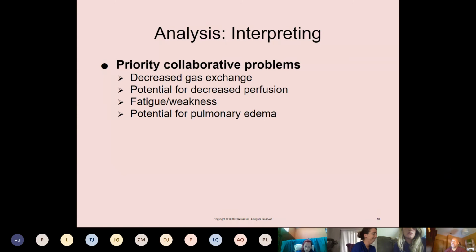So what is a normal CO2 level? Between 35 and 45. As far as an intervention is concerned, we're monitoring the respiratory rate, the rhythm, the quality at least every 1 to 4 hours. We're auscultating breath sounds every 4 to 8 hours. And all this depends on what unit the patient is in. As far as potential for decreased perfusion, expected outcome is patient will have increased perfusion with adequate cardiac output.